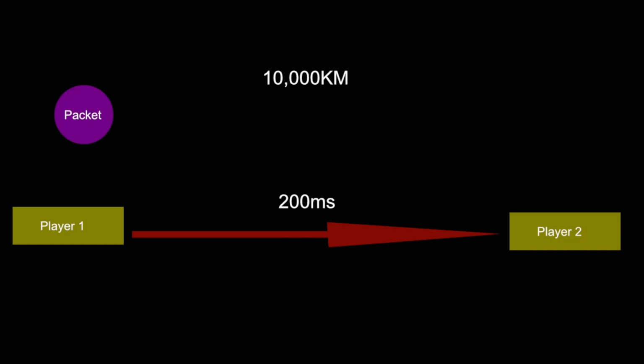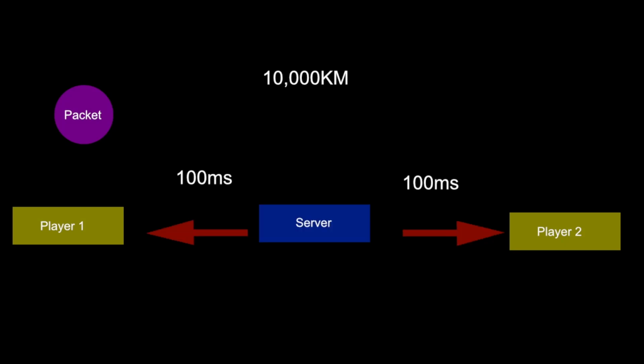So now we're dealing with 10,000 kilometers. If we connect them directly, it's 200 ms. But if we add a server, all of a sudden, instead of doing a 200 ms round trip, it's 100 ms to one player and 100 ms to the other player. And that's why we really love server-based netcode, especially for multiplayer games.